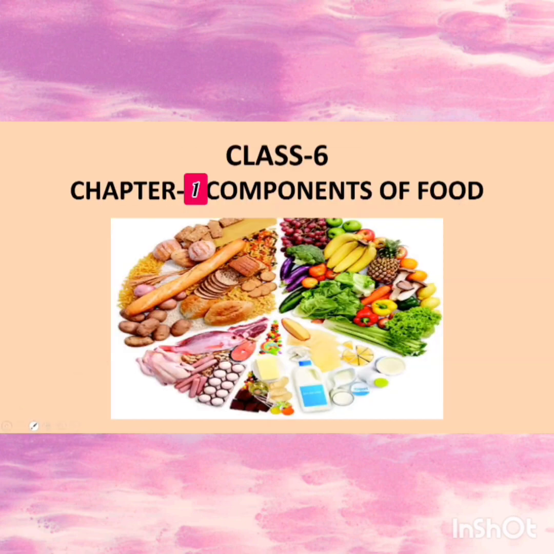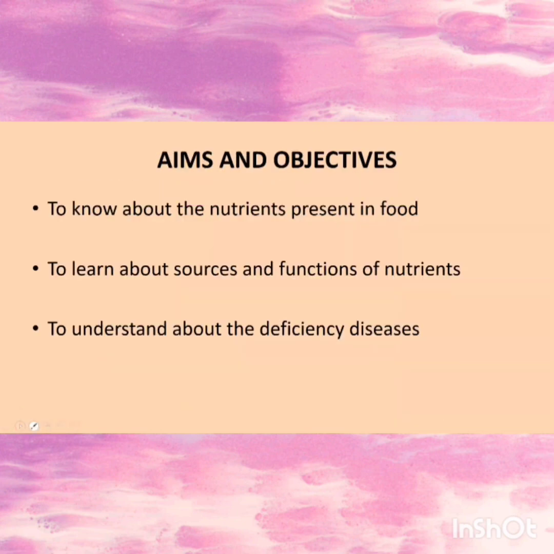This is the Science NCERT textbook for class 6. Let's do chapter number 1, components of food. In this chapter, you will know about the nutrients present in food, to learn about sources and functions of nutrients and to understand about the deficiency diseases.